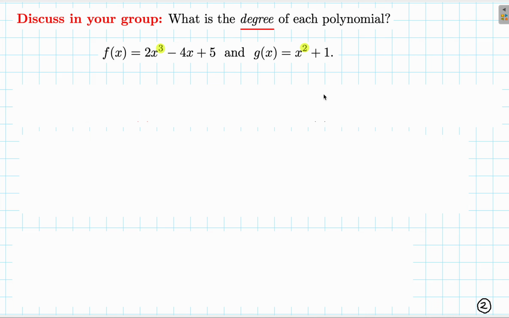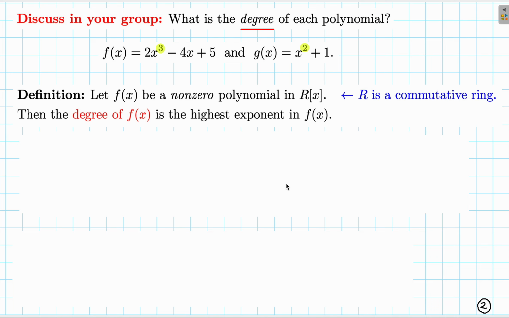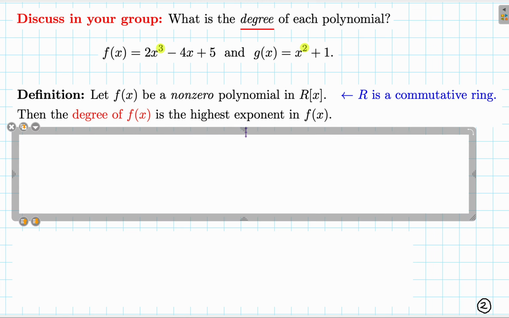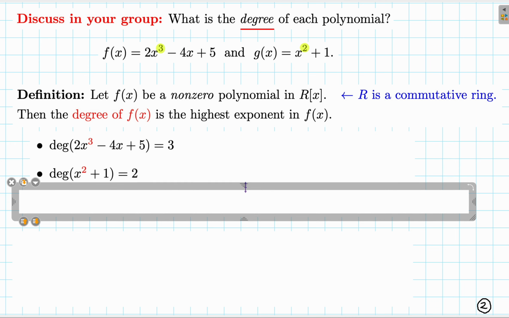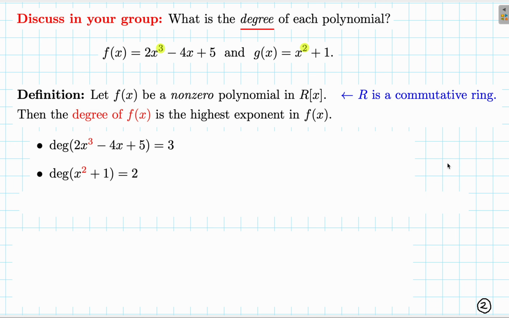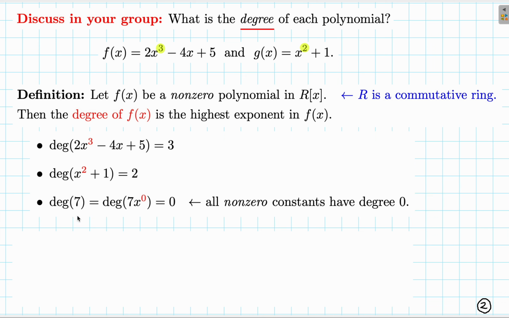Here's a general definition. Let f of x be a non-zero polynomial in R bracket x. Then the degree of f of x is defined to be the highest exponent in f of x. For example, for the two polynomials above, we see that the degrees are 3 and 2 respectively because those are the highest exponents. Now, how about a constant polynomial, such as 7?